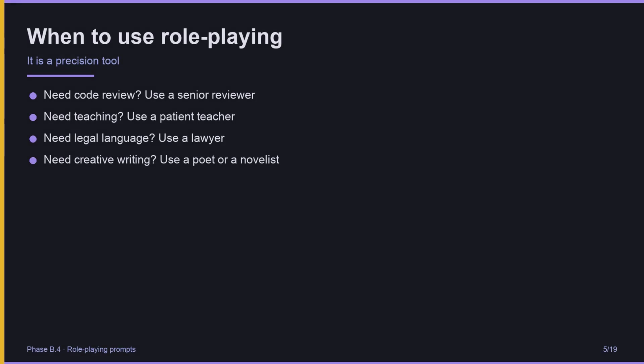When should you use role-playing? When you want a specific kind of answer. Need a code review? Use a senior reviewer. Need someone to teach you something? Use a patient teacher. Need legal language? Use a lawyer. Need creative writing? Use a poet or a novelist. The role biases the answer toward the voice you want. It is a precision tool, not decoration.